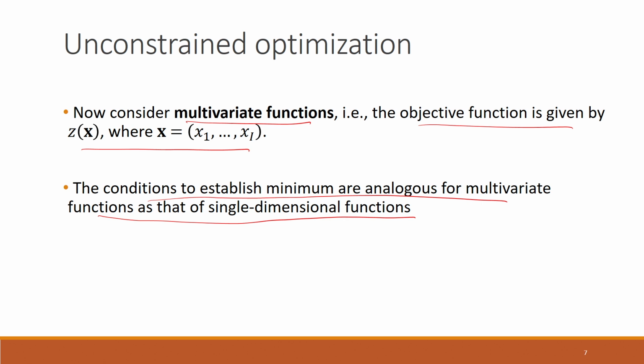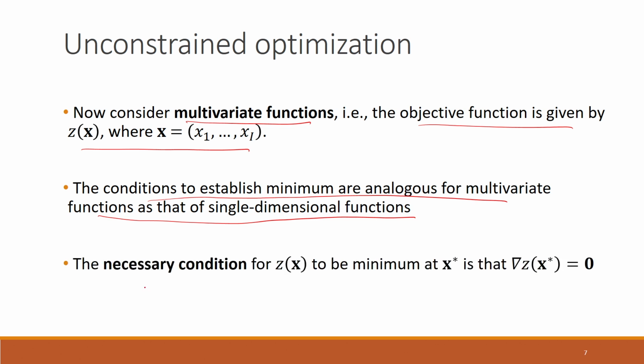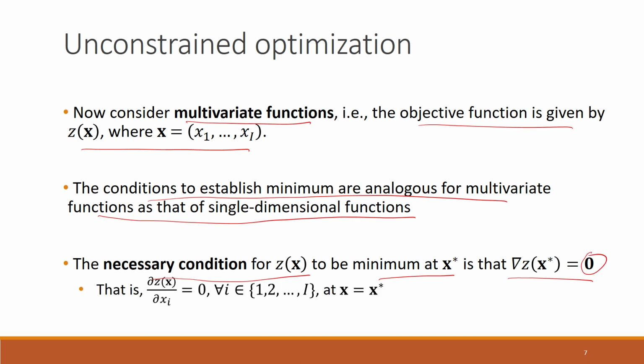But for the case of multivariate functions, that is when the function is varying with many variables, then it becomes slightly more involved. Okay. So the necessary condition for a function z(x) to be minimum at x equal to x star is that the gradient of this function should be equal to 0. Now this is a 0 vector. What does this mean? That each of the partial derivatives of this function z with respect to these individual variables should be equal to 0.